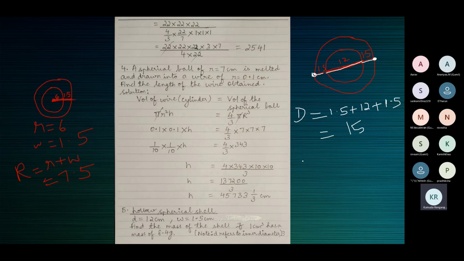So the outer radius will be half of the diameter, 15 by 2, which is 7.5. You can also work it like this. See, you get the same thing. You should get the same thing.